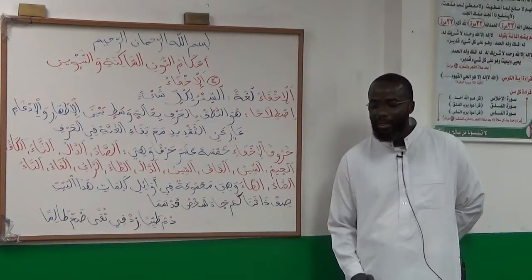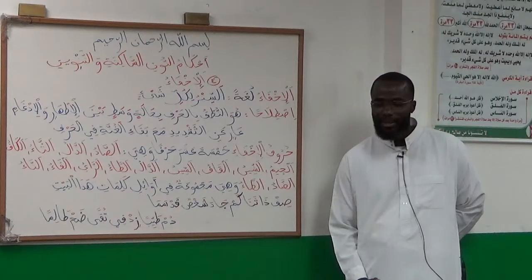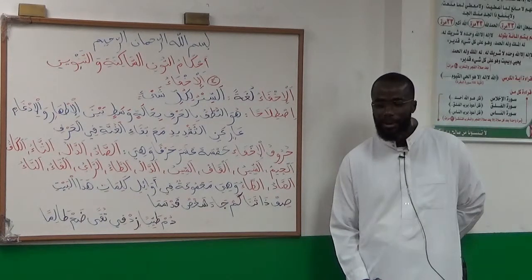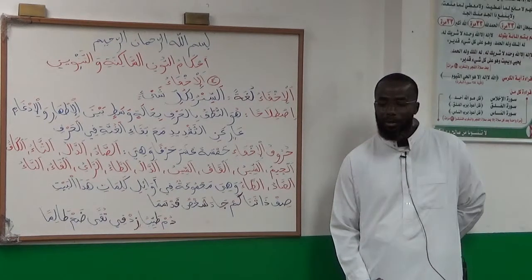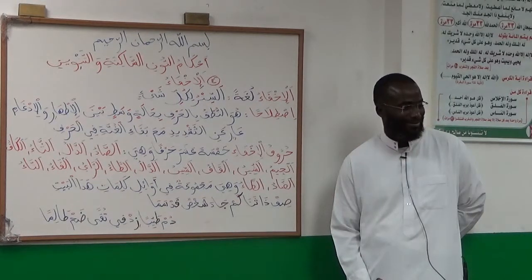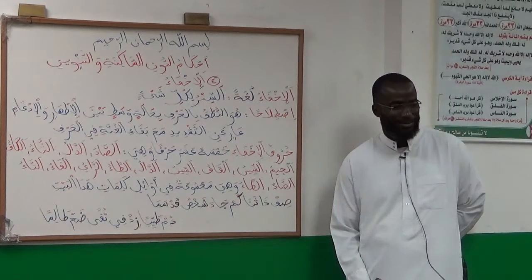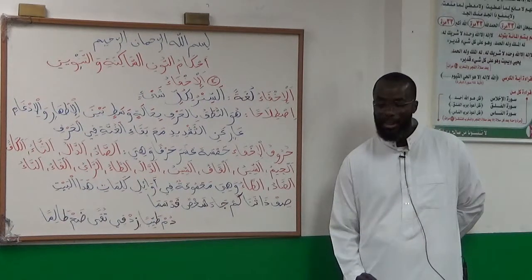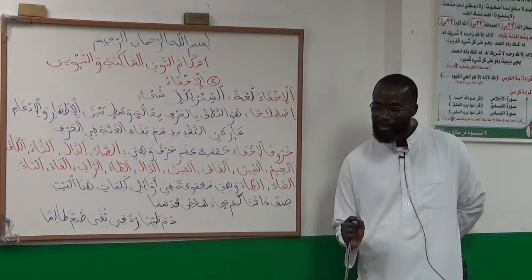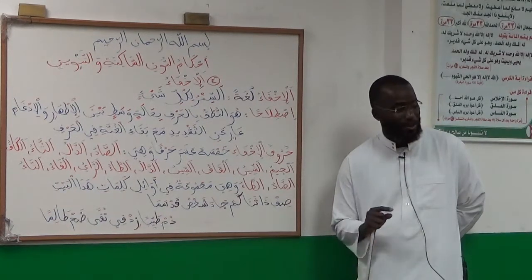What do we have? Idgham bi ghayri ghunna, right? So fawailun, we have a lam that has a tanween and it's followed by a lam, right?